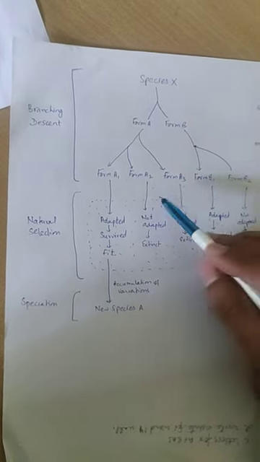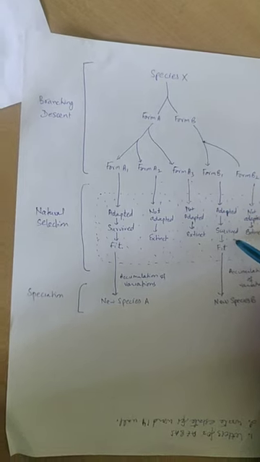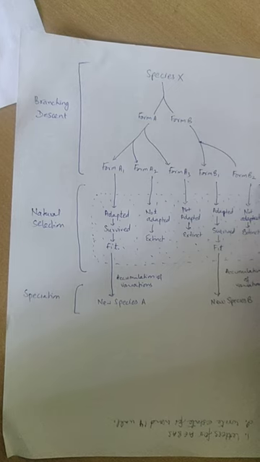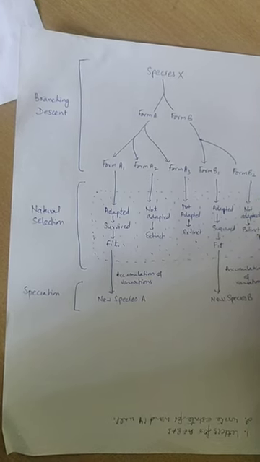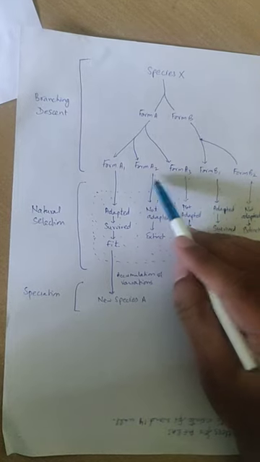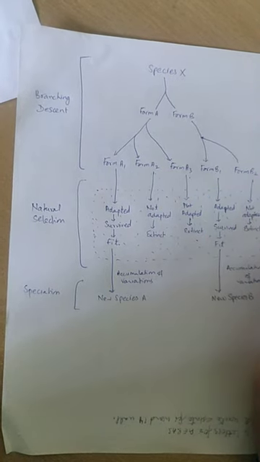Form B1, like A1, also adapted, survives and so is called fit. And form B2 also becomes extinct in a similar way as A2 and A3.